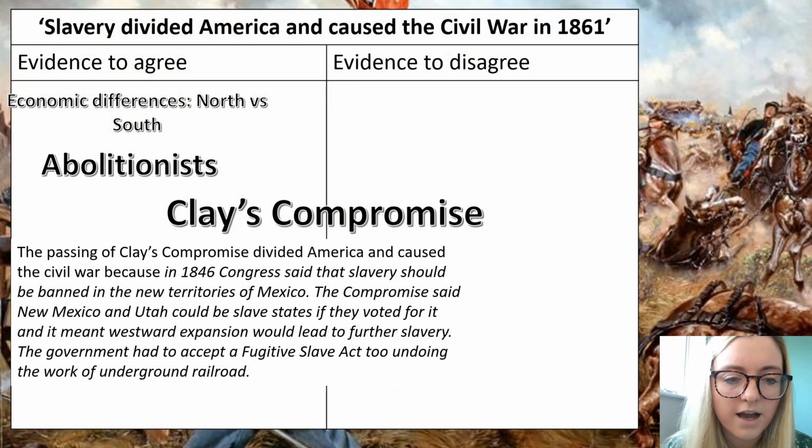So my sentence starter is completed with the passing of Clay's Compromise divided America and caused the Civil War because in 1846 Congress said that slavery should be banned in the new territories of Mexico. The compromise said New Mexico and Utah could be slave states if they voted for it, and it meant westward expansion would lead to further slavery. The government also had to accept the Fugitive Slave Act, undoing the work of the Underground Railroad. If you would like to steal this for your work or improve your answer by using this waggle, then pause the video and please feel free to do so.